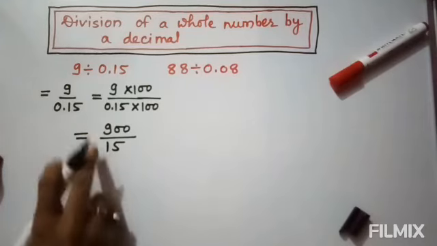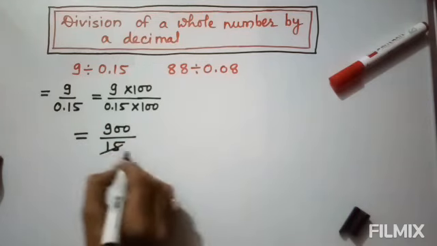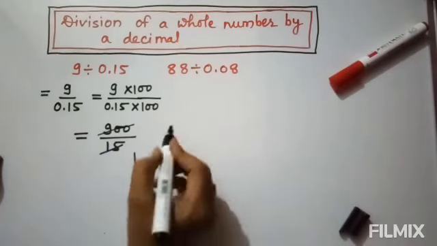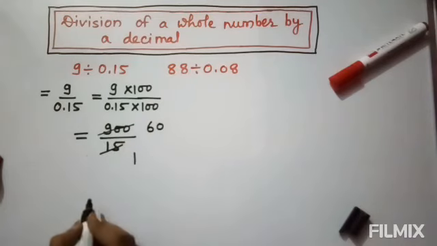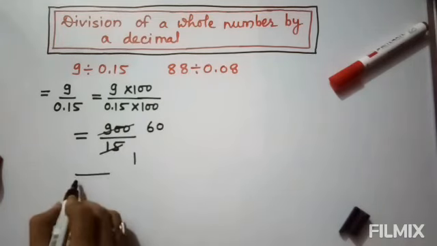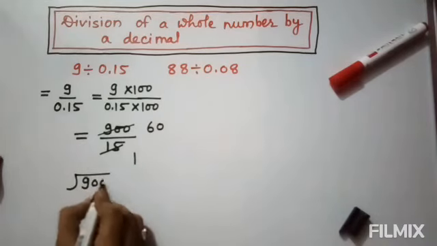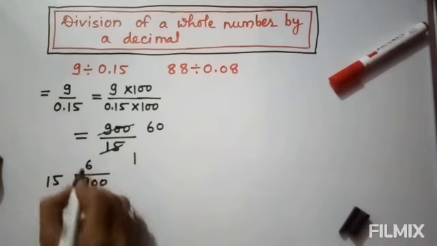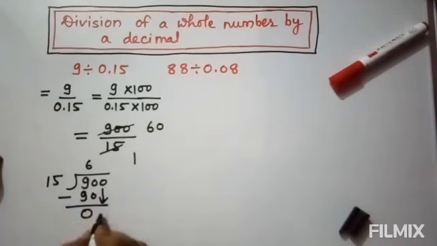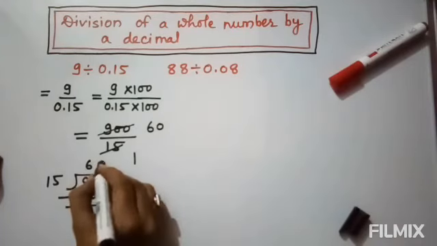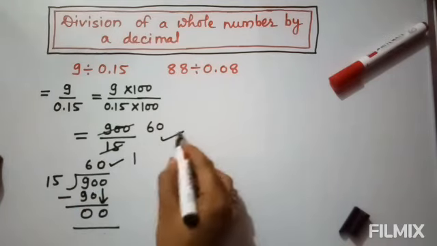Now we will solve this question, where we have the new dividend and new divisor. 15 1 ja 15, 15 6 ja 90, and 1 0. If you are not able to divide like this, you have to write it in the long division method. 900 divided by 15, 6 ja 90, subtract, 0. The 0 will come as it is in the quotient. So our answer to this question will be 60.